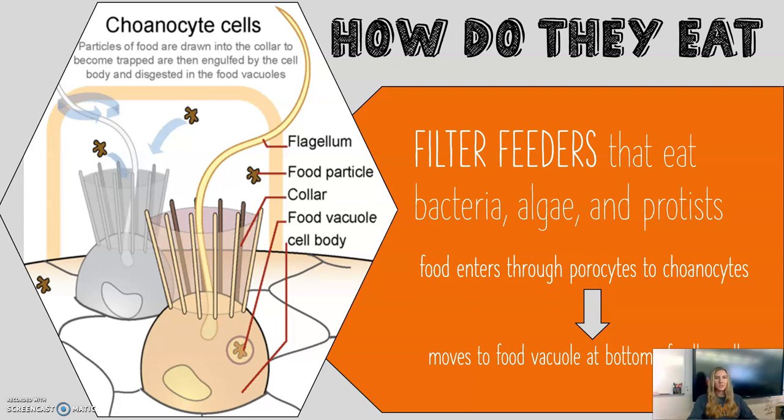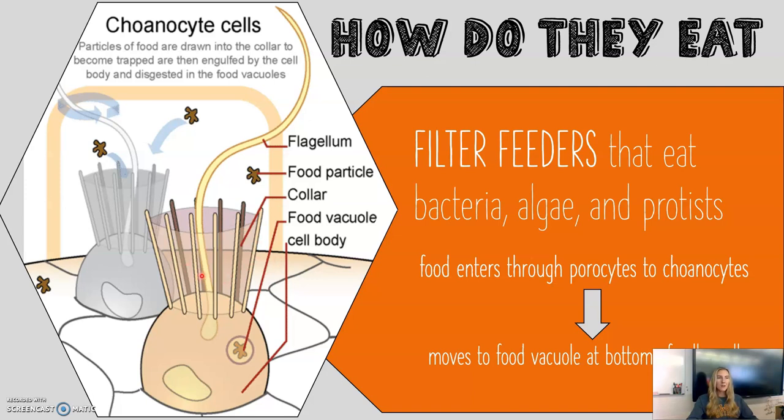So since sponges are so simple, you might ask yourself, how do they eat and what do they eat? They eat things that are in the water, such as bacteria, algae, protists that are entering through their pores. First, food is going to enter through those porocytes or the ostia, and then they're going to move to the choanocyte, which is this collar cell right here.